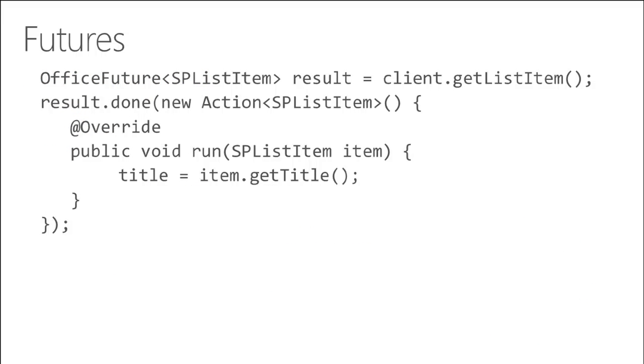Pretending that the client object up there represents a SharePoint list client, and I've already created it and everything, so I say client get list item. What it returns is an Office future of SP list item. So it's not actually there yet. Then I call on that result.done, and I pass in this action class, which has a method run, which will actually do something with the result when it's available.